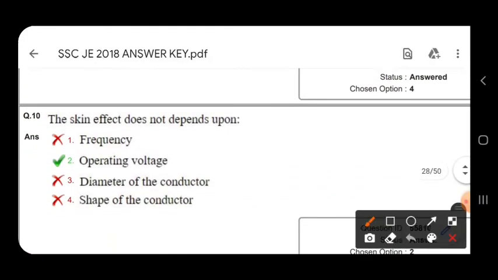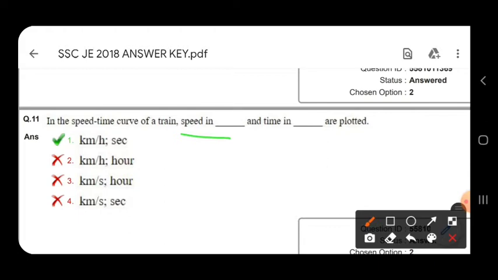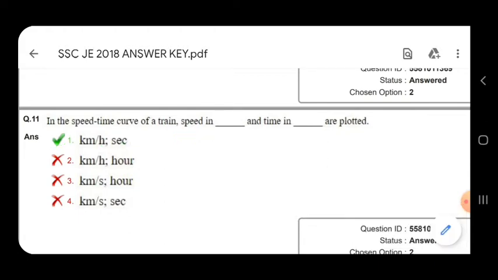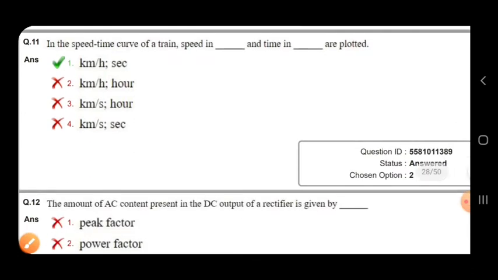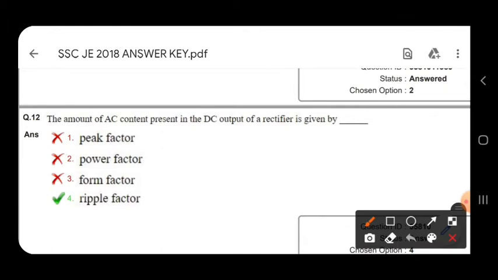The skin effect does not depend upon operating voltage. In the speed time curve, train speed is taken in kilometer per hour and time in seconds, and then the graph is plotted. The amount of AC content present in the DC output of a rectifier: all of you know that with a single phase half wave rectifier or full wave rectifier, the output is DC, but this is not pure DC; some kind of ripple is present. So some AC is present, and this AC content is known as the ripple factor.